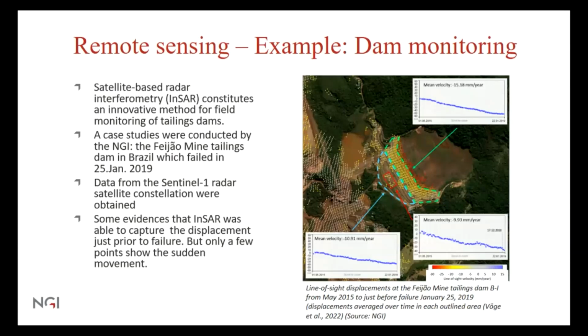The conclusion of this study was that there's some evidence that the data were able to capture the displacement just prior to failure. And this idea is, of course, very attractive, but only a few points show this sudden movement. So it's a bit inconclusive at the same time. And that is why it is still important to do more research and more testing of these kinds of technologies.